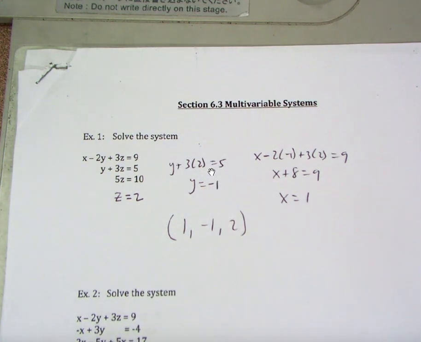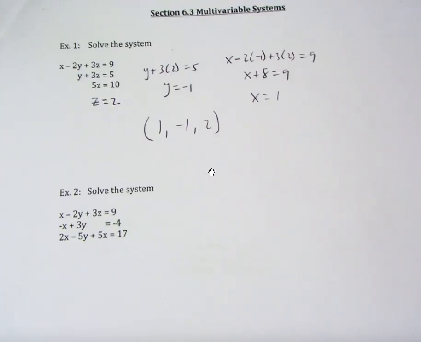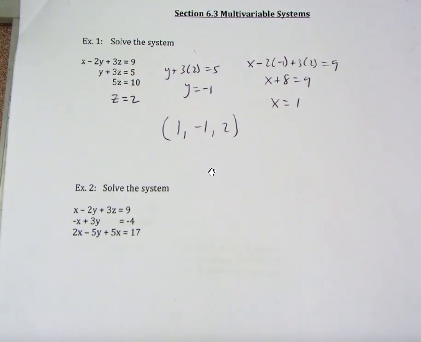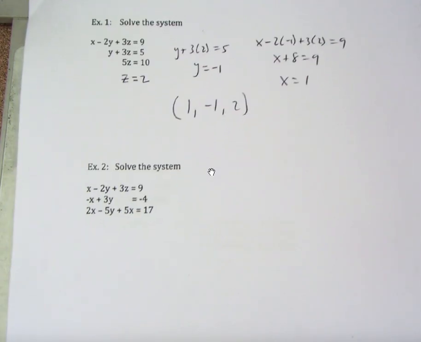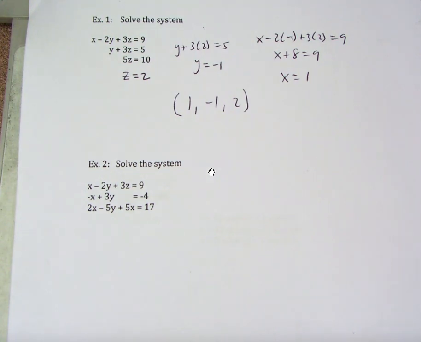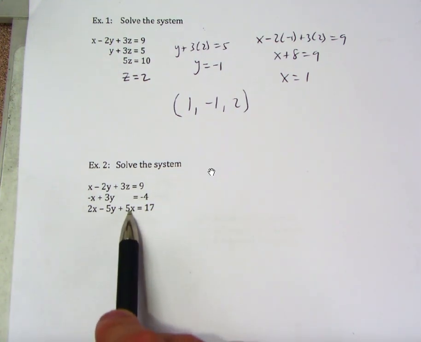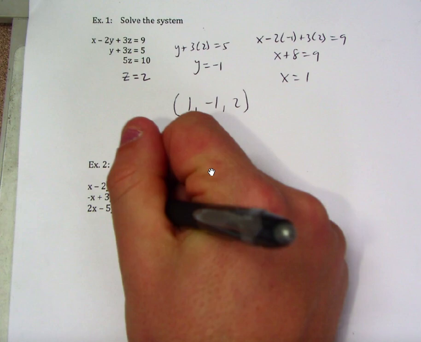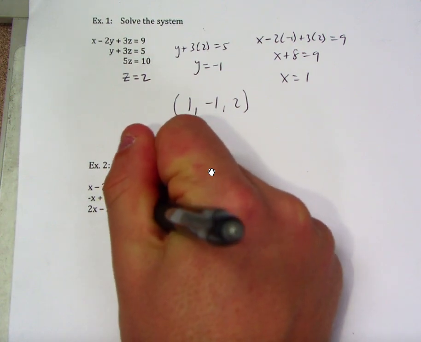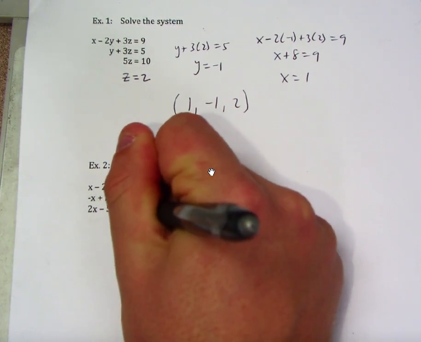Okay. Well, the next example isn't set up so easily where you could find one letter right off the bat. There is a typo on this one, so you do need to change one of these letters. This 5x down at the bottom should be a 5z. That should be a 5z. I screwed that up.